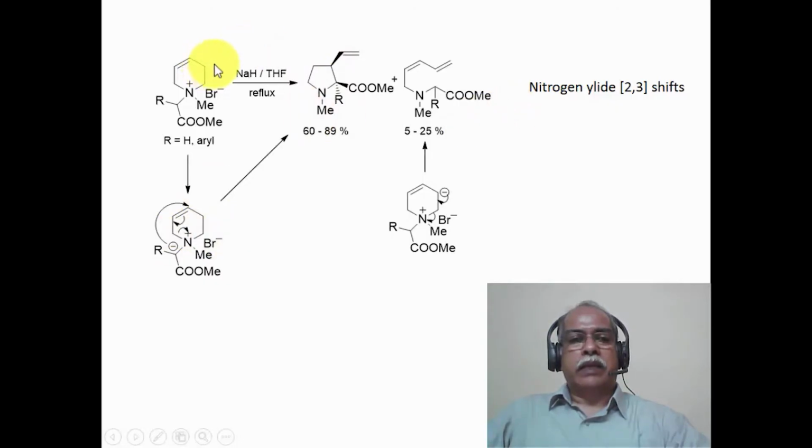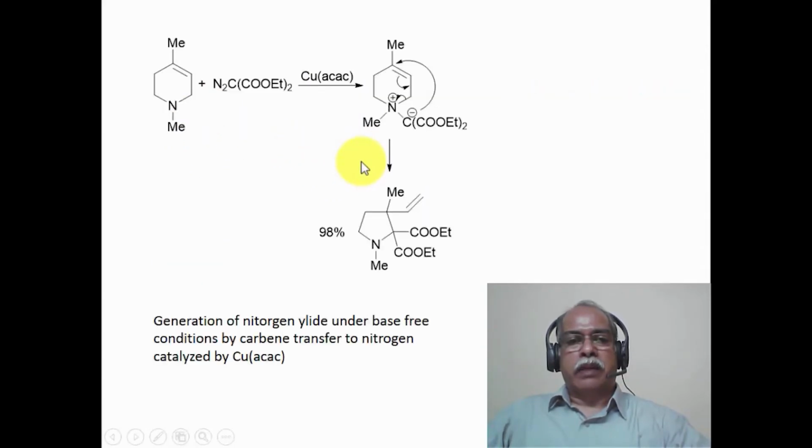Alternatively, this beta hydrogen can also be removed and an elimination can take place as it is shown here. So this is something like a Hoffman elimination product that is formed. When the reaction is carried out under basic condition, the competing elimination product is formed in about 5 to 25% yield, whereas the 2,3 sigmatropic rearrangement through the ylide is formed to an extent of about 60 to 89% or so.